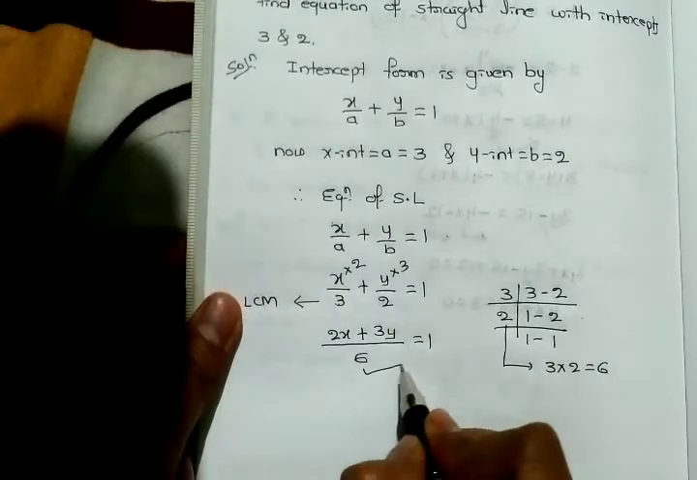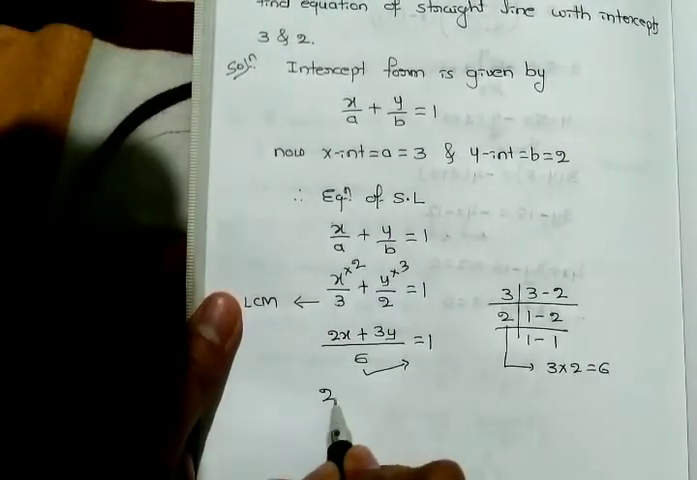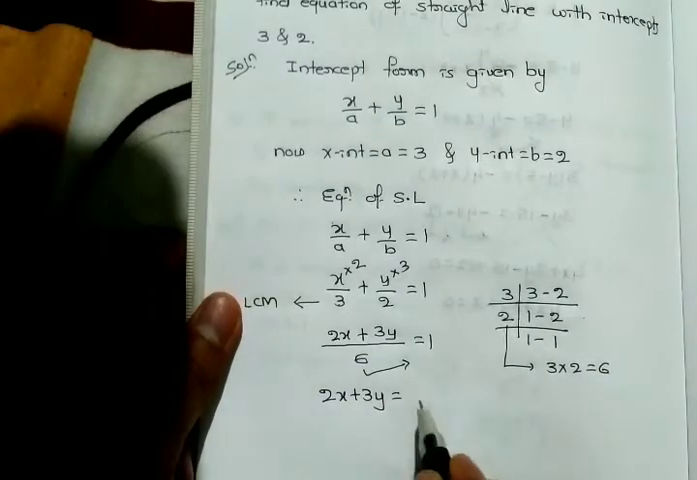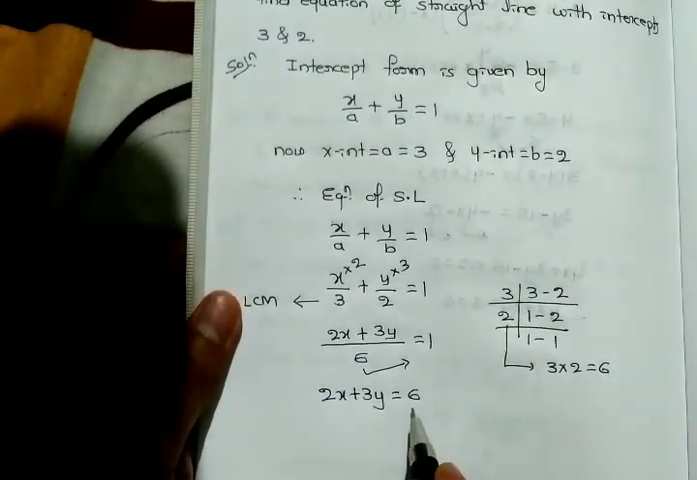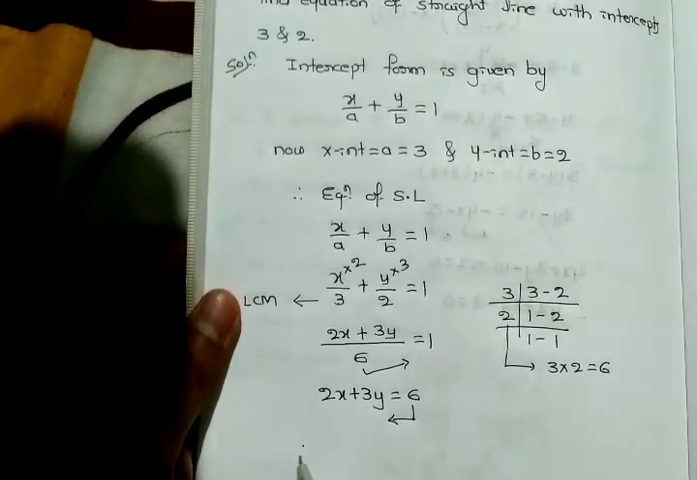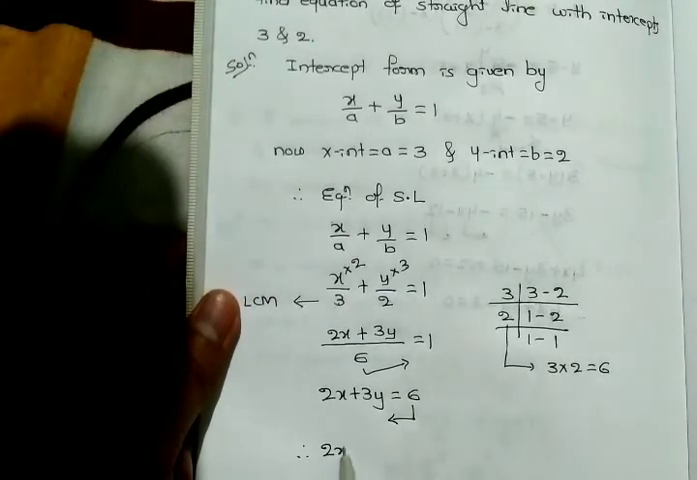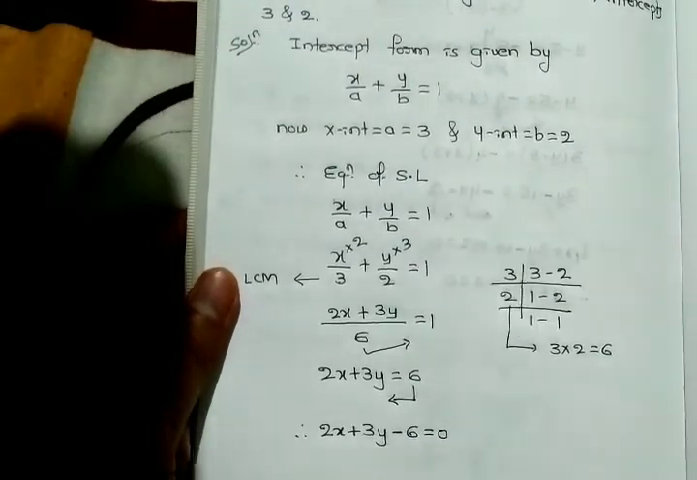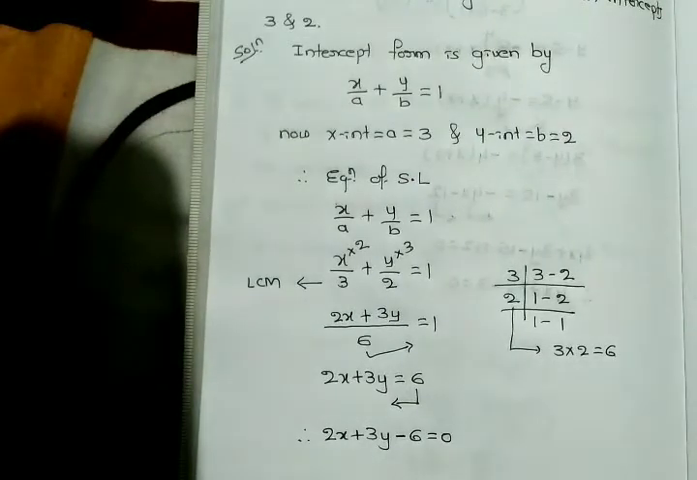So next step, do the cross multiplication. Therefore 2x plus 3y is equals to 6 into 1 is how much? 6. Later on shift this plus 6 to left hand side. Therefore 2x plus 3y plus 6 becomes what? Minus 6 equals to 0. So this is the required equation of straight line.